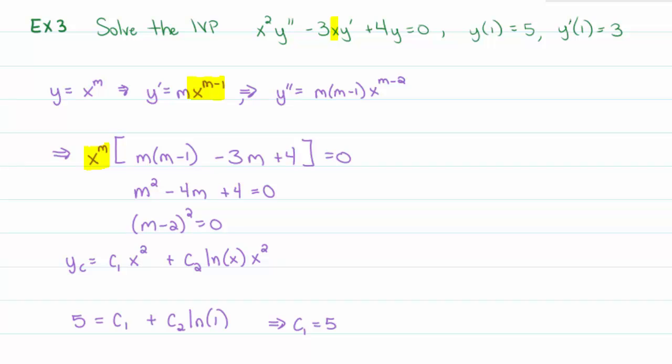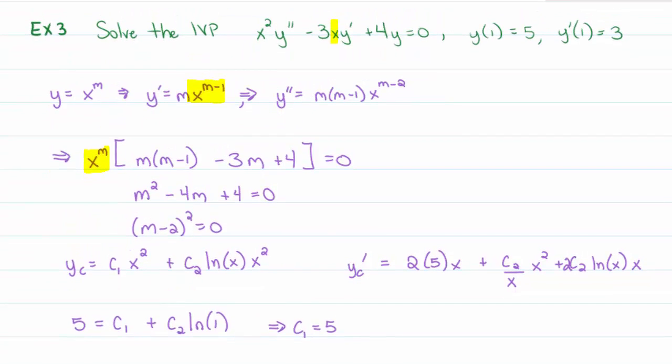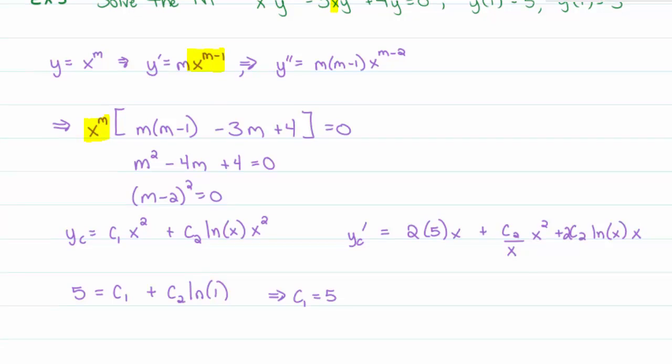Now you'll also need to know what y prime is, so I'll go ahead and y sub c prime. That's just going to be 2 C1, which is 5x, plus, and then taking the derivative here, you see it's going to be a product rule, so you have c2 over x times x squared plus twice c2 natural log of x times x. Oops, just x. I'm not really going to simplify this because we happen to know that we're going to be plugging in 1 for x. The output should be 3. So I'll say the output is 3 when the input is 1.